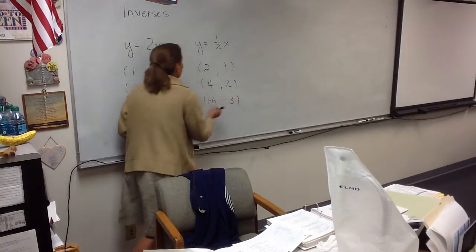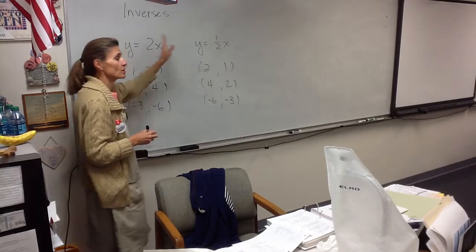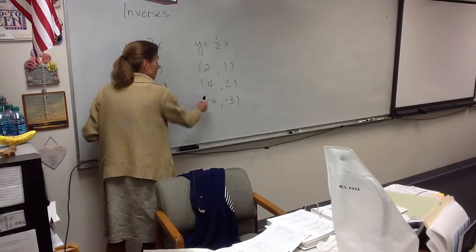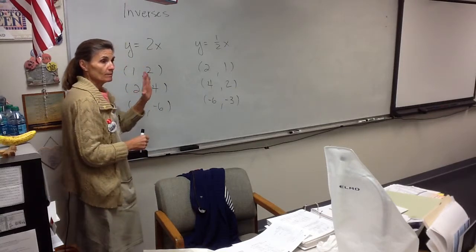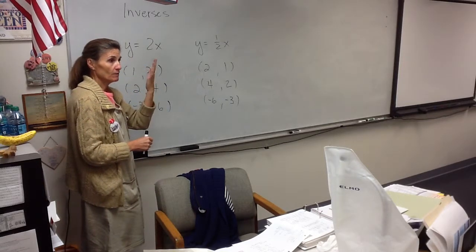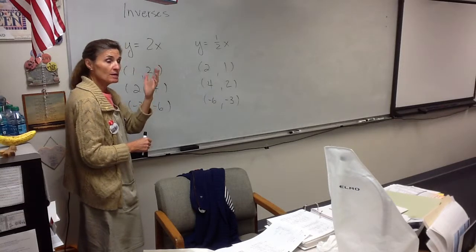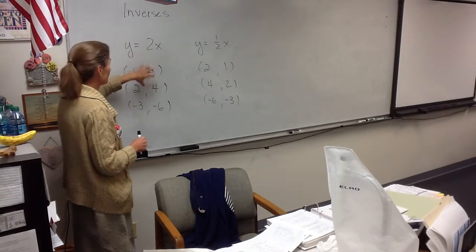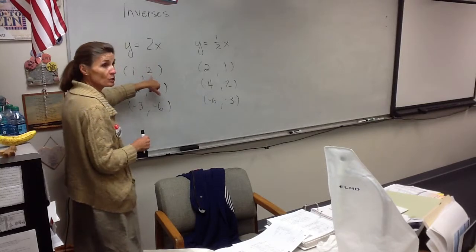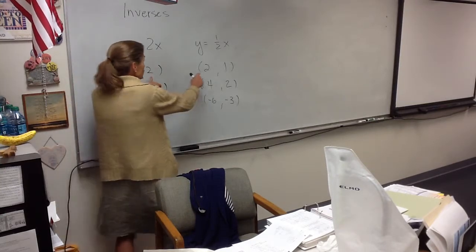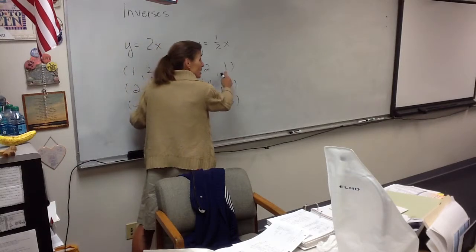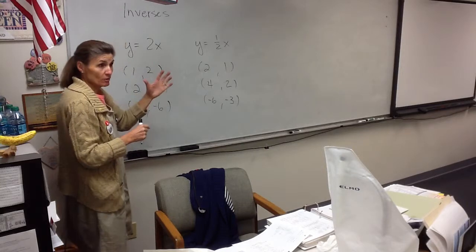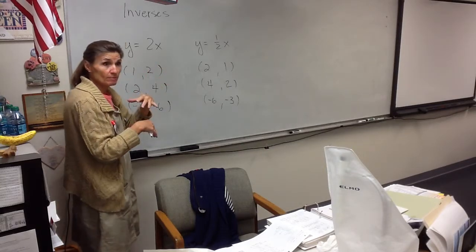Now, these two equations, these two functions are inverses of each other. Notice what happens to their ordered pairs. They are flip-flops, aren't they, of each other? So in other words, whatever this function did, it changed a 1 into a 2. This function undid. It took the 2 and changed it back into 1. They undo each other. Inverses undo each other.